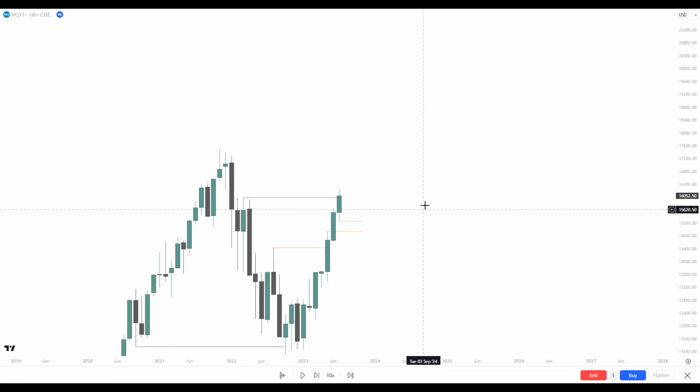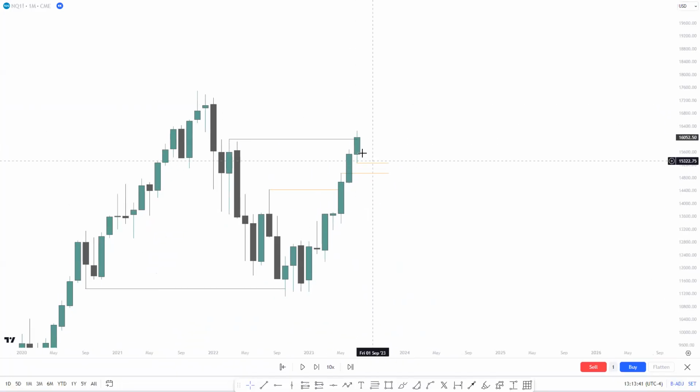What is IRL? I just explained it, but I will do it again. A fair value gap is simply an internal range liquidity. IRL stands for internal range liquidity. For more details, I recommend you check this class after it's over. Because I explained it in detail, but in simple words, you can say a fair value gap is internal range liquidity.